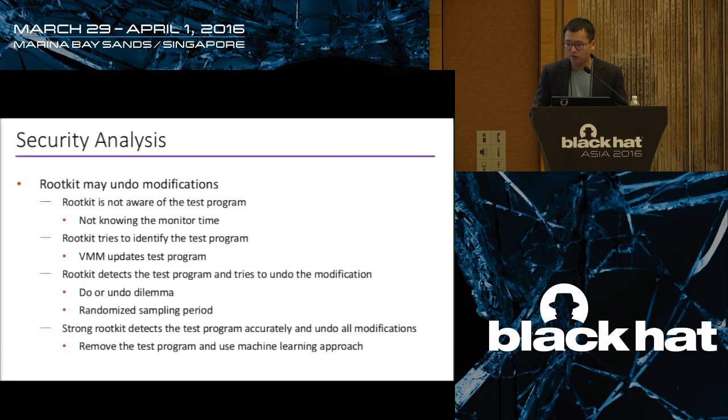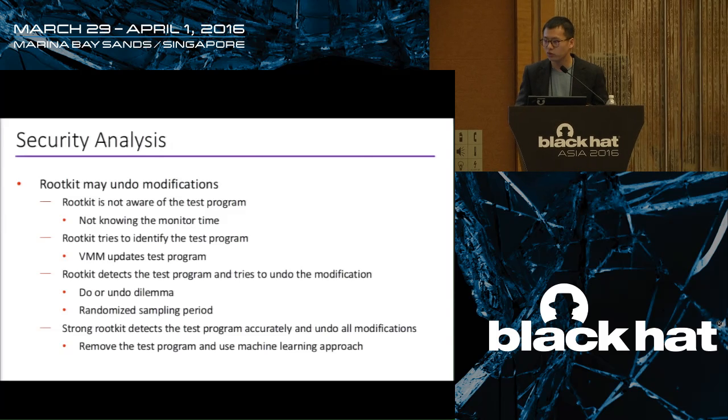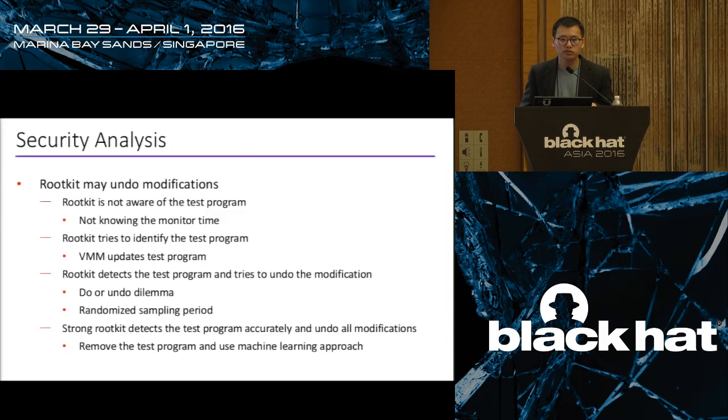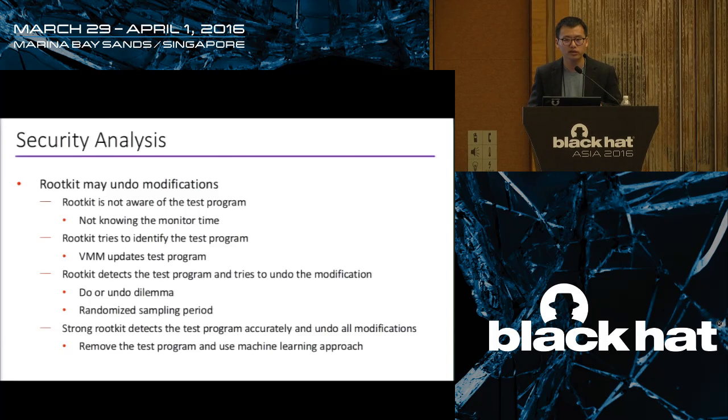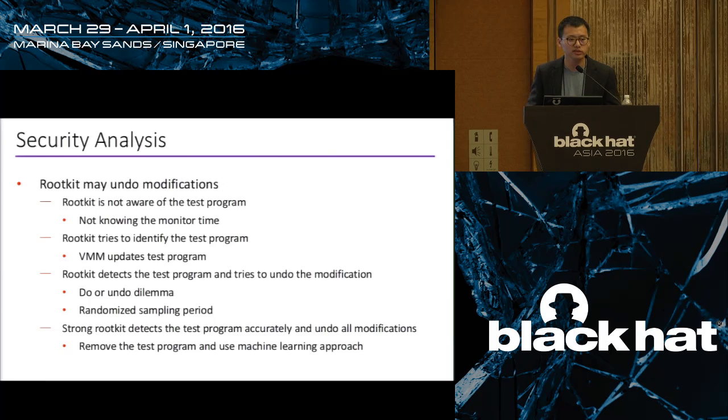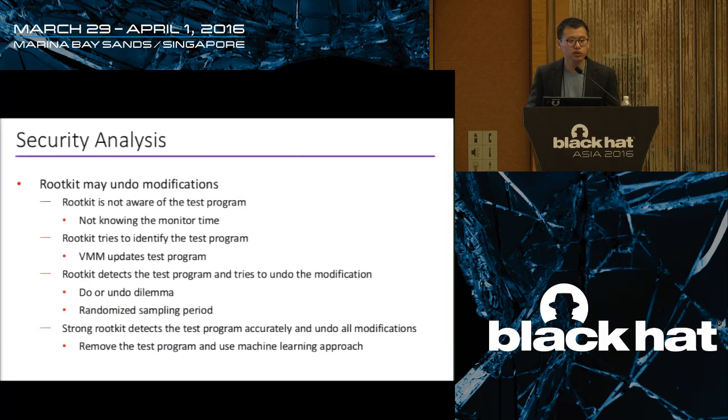So let's say the rootkit detects the test program and it tries to undo the modification, right? Now, if it simply undoes the modification, it gets into a dilemma because its whole purpose is to hide other malicious activities. If it doesn't undo, we'll detect the rootkit. But if it undoes and we have other detection mechanisms, we'll detect the other activities. So it puts the rootkit into a dilemma. And also, to make the detection really hard, you can randomize the sampling period.